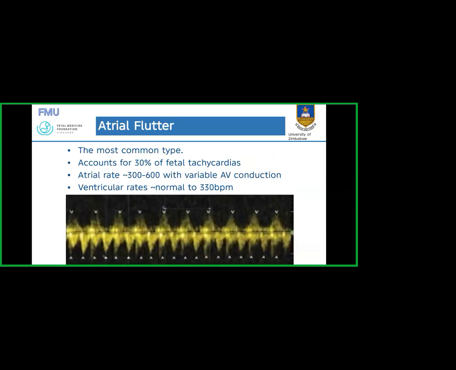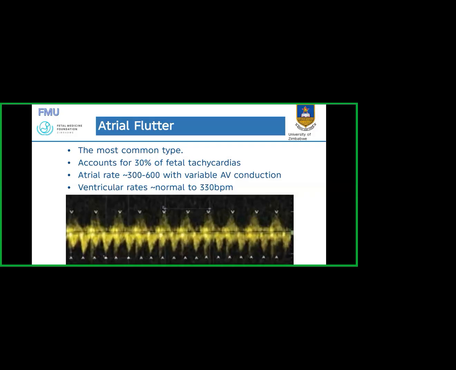Then now we've got atrial flutter. Atrial flutter accounts for 30% of fetal tachycardias. The atrial rate is 300 to 600 beats with variable AV conduction. In the previous ones, there was one-to-one conduction. On this one, conduction is variable. Ventricular rates may be normal to 330 beats per minute.